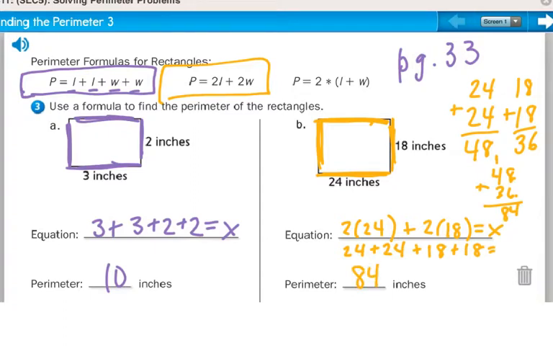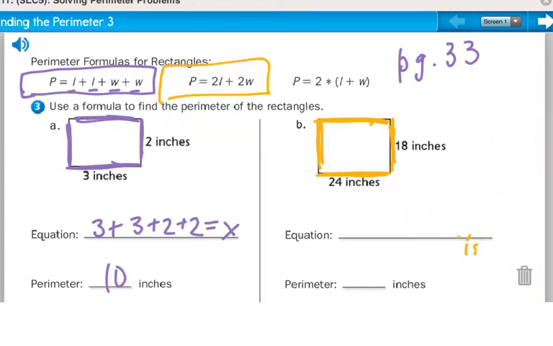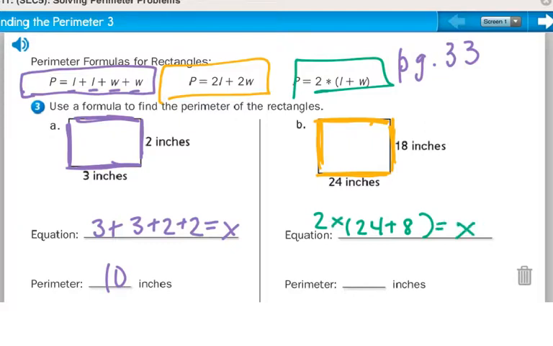One more way to do that, I'm going to go ahead and erase this for just a second. Sometimes you might see 2 times the length plus the width. So if I took the length plus the width and multiplied it by 2, that would give me the perimeter. And X just stands for the missing number. So if I add together 24 plus 18, 4 plus 8 is 12, carry my 1. 1 plus 2 is 3, plus 1 is 4, and then I just double it or multiply it by 2.